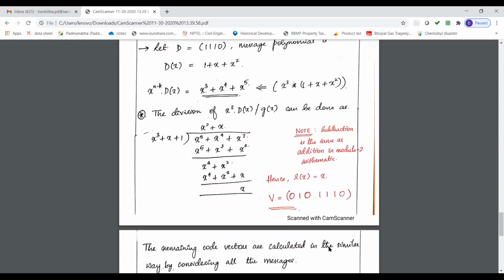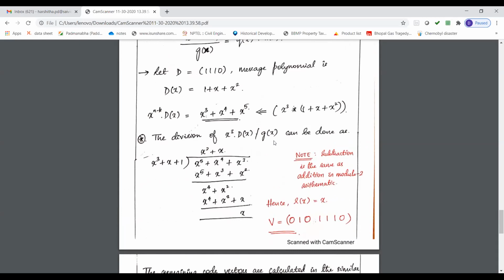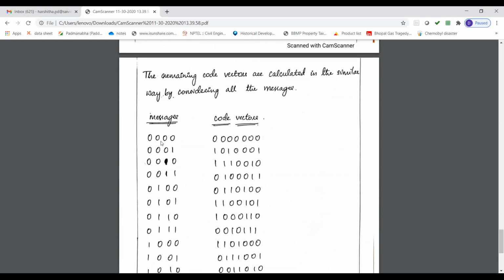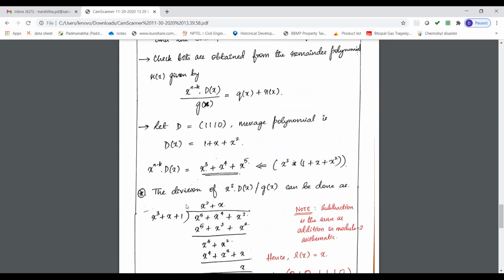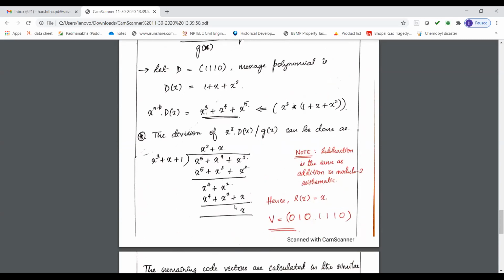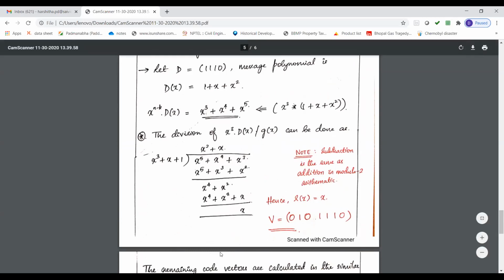So like this, we will have to write the code words considering all these messages, that is 0000, 0001, 0010 and so on till 1111, and we will have to perform the multiplication of x to the power of n minus k with the d of x that is given over here, and divide this by the generator polynomial that is given in the question, and by using this remainder polynomial you will have to write the check bits first, followed by the data. We'll get the code vector in the systematic form.